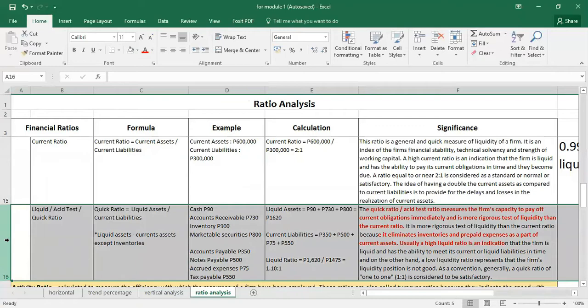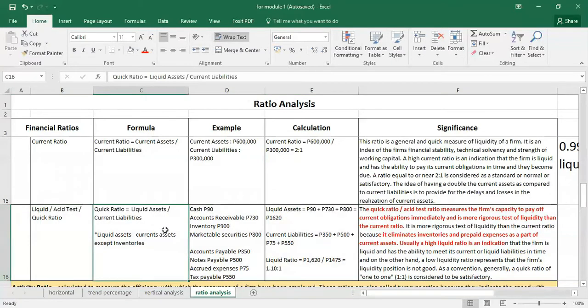Well, anyways, sunod naman ang ating liquid or acid test or quick ratio. Kahit ano dyan ay tamang tawag. So, kapag kina-compute natin ang quick ratio or the liquid or acid test ratio, liquid asset divided by current liabilities. So, ang mga liquid assets natin, current assets except inventories and prepaid expenses.